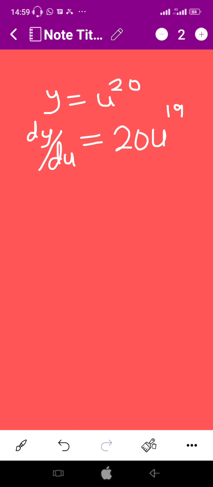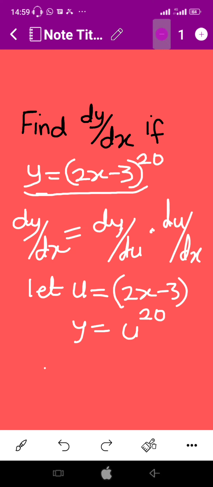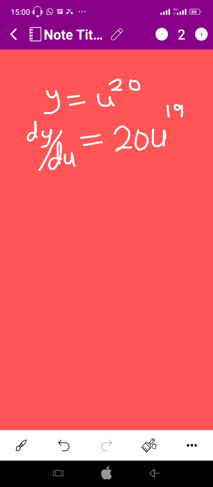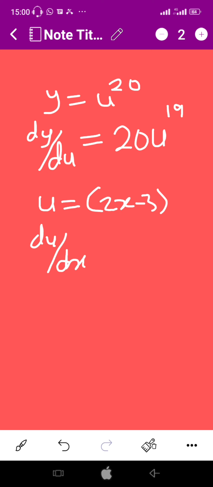Okay, now we have established this. Let us now go back to the formula and obtain du/dx. So we are going to obtain du/dx from this, because u is already 2x minus 3. So to differentiate u with respect to x, we are going to the next page. We say, remember that u equals 2x minus 3.